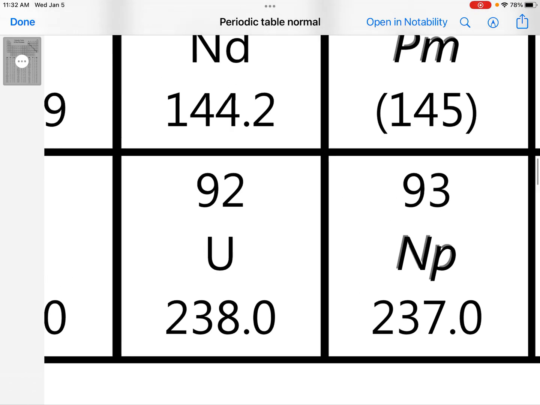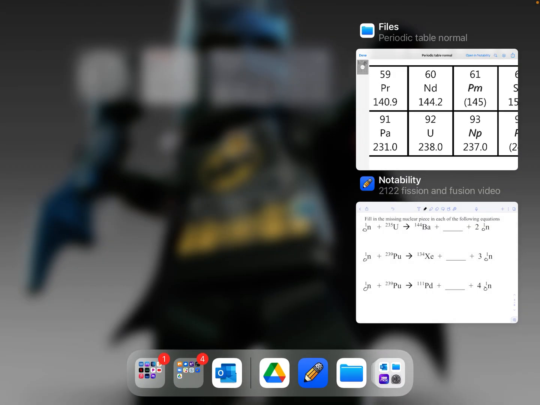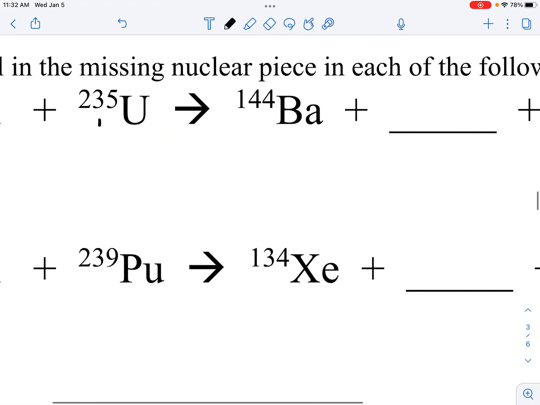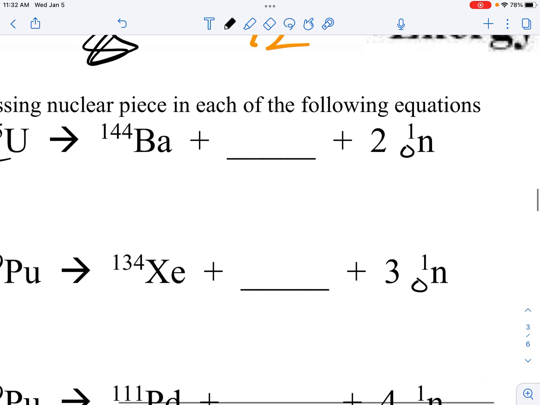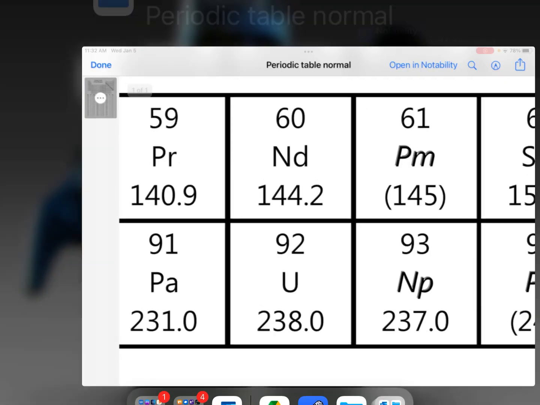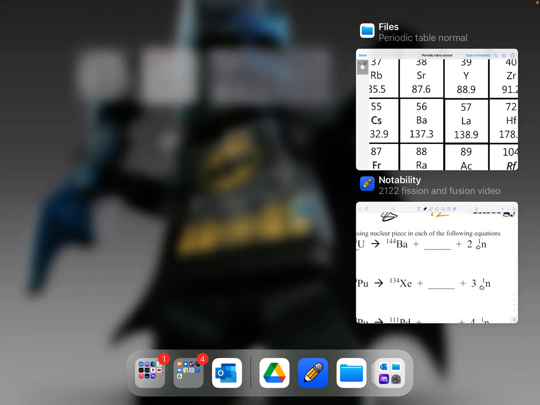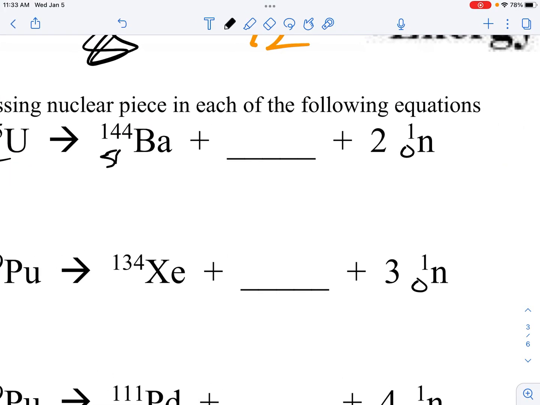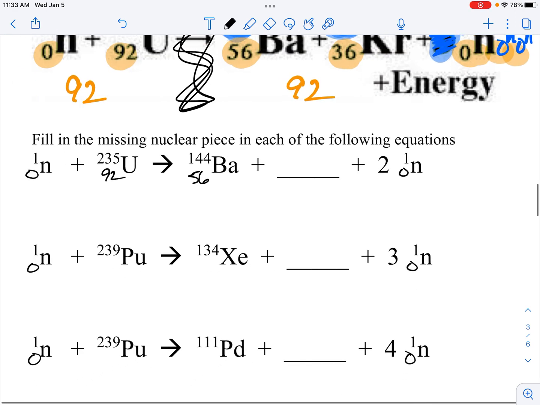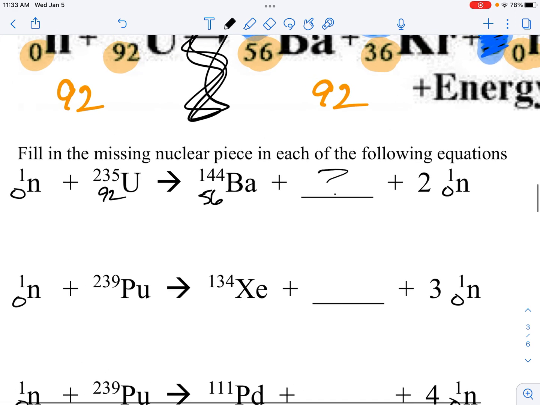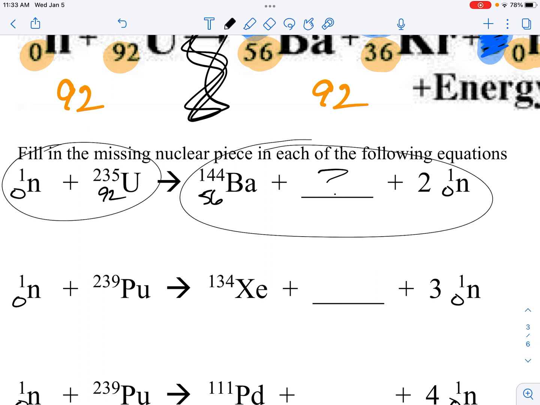Uranium is a 92 that's there. So here we go. Uranium is a 92. And apparently I've got barium there. And so here is barium. Barium is a 56. So I'm going to go ahead and put in a 56 that's there. So what is here if I started with these things over here and ended with these things over here?